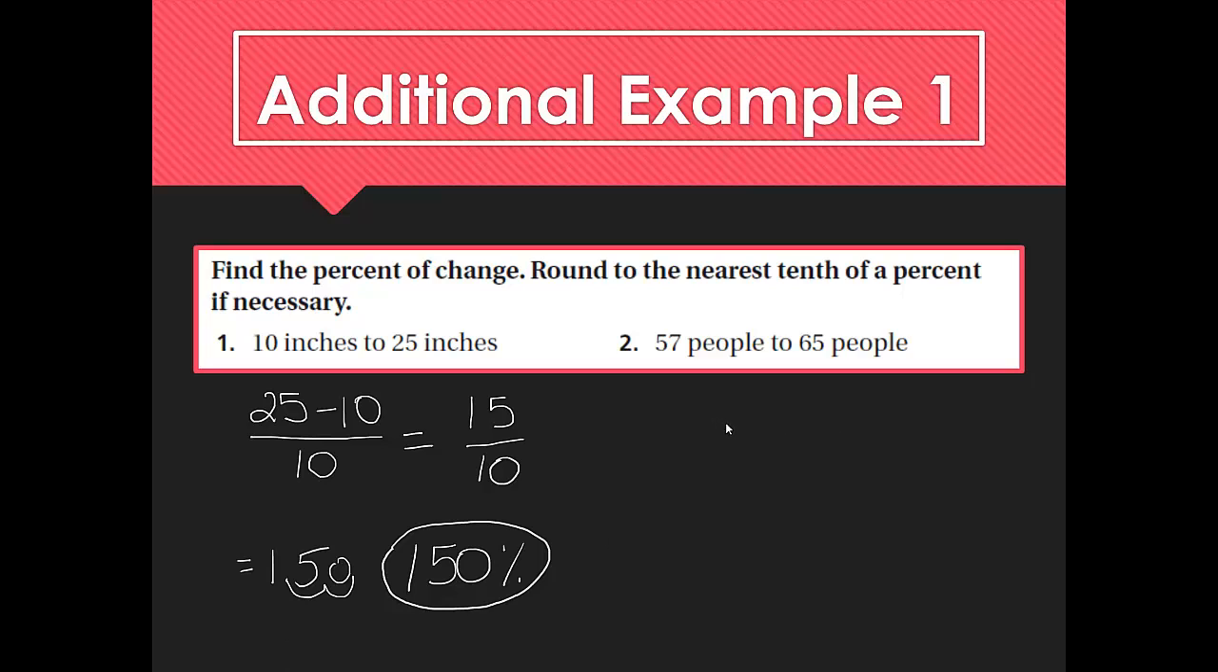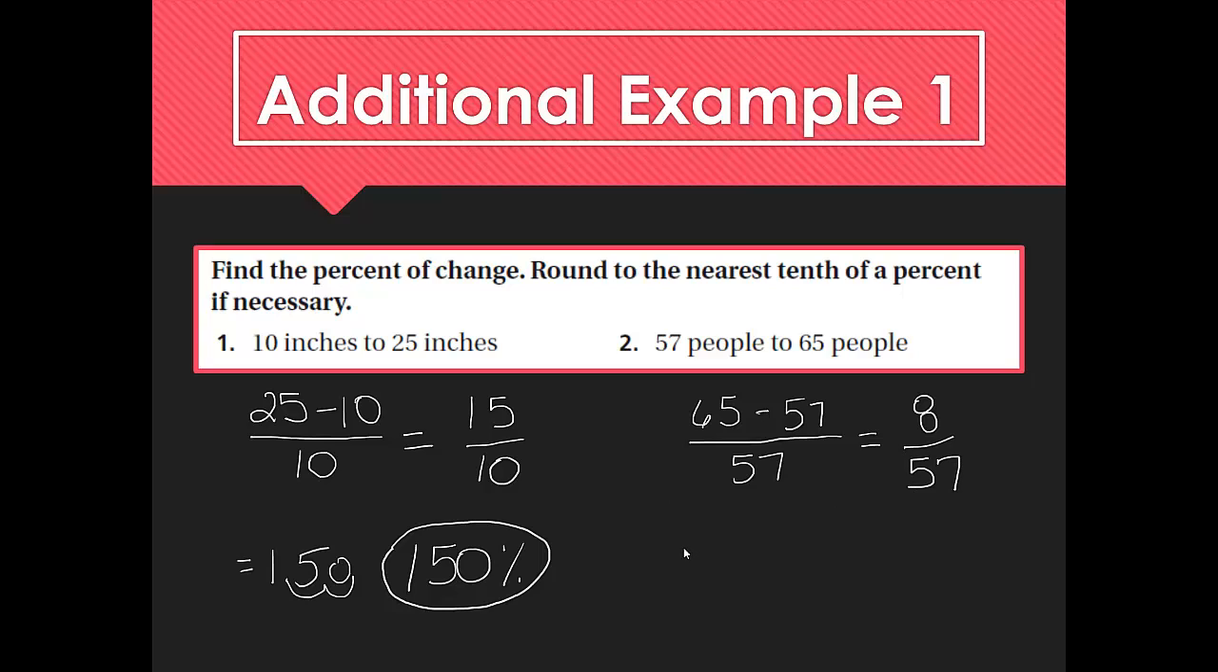Now for number 2, we have 57 people to 65 people. 57 to 65 would be an increase. So again, we're doing a percent of increase. So we're going to start with our new amount, which is 65. And we'll subtract our original, which was 57. And then we're going to divide that by the original, which is 57. 65 minus 57 is 8. So we have 8 divided by 57.